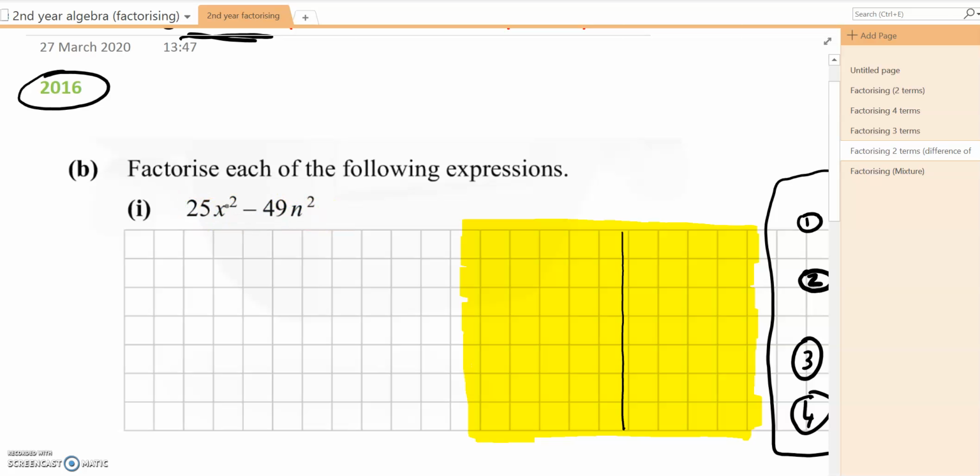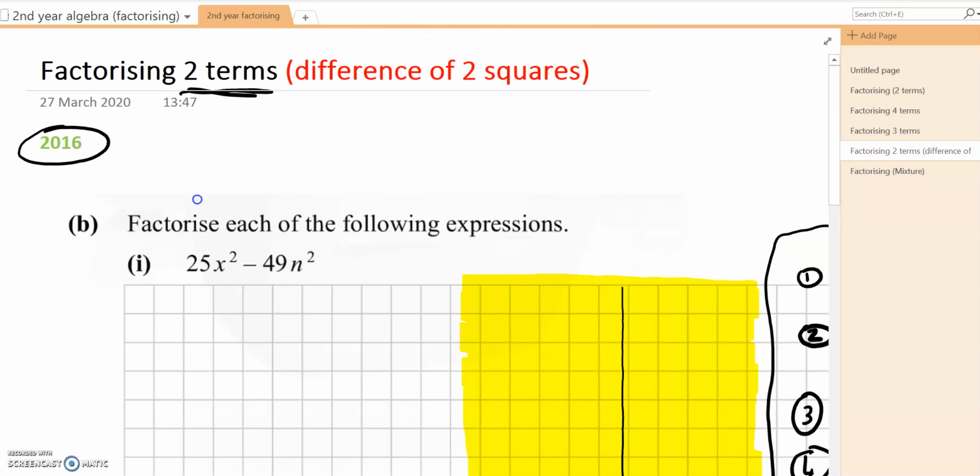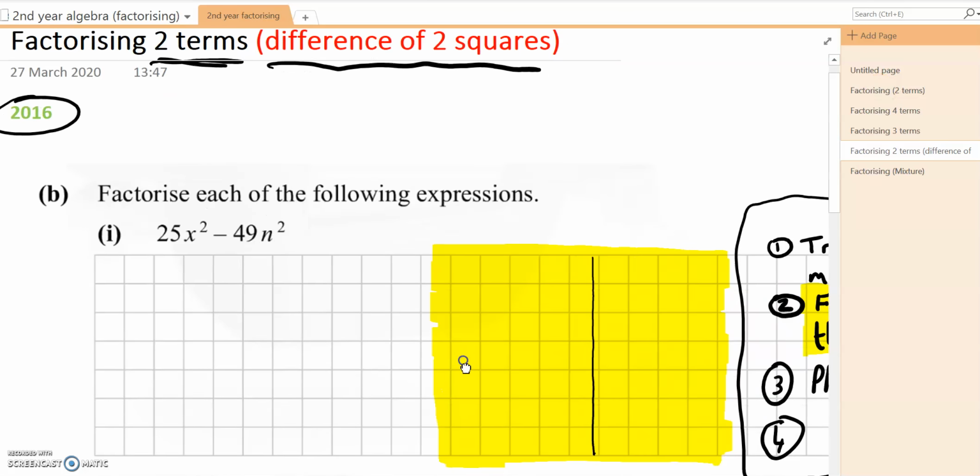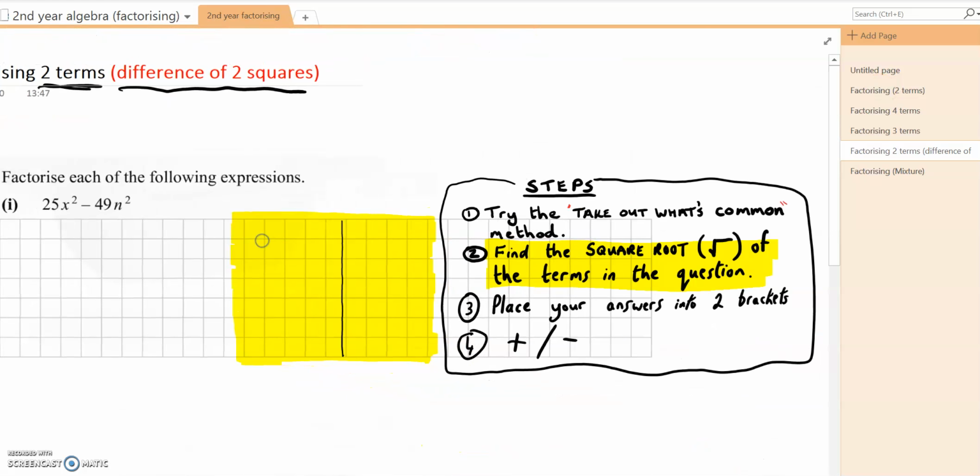That's because this is a different type of two-term question. This is called the difference of two squares. Now they're very straightforward to do. In some ways they're easier to do than the other one. So what do we have to do? What's the second step now that we've tried this and it didn't work? The second thing to do is you have to find the square root of the terms in the question.